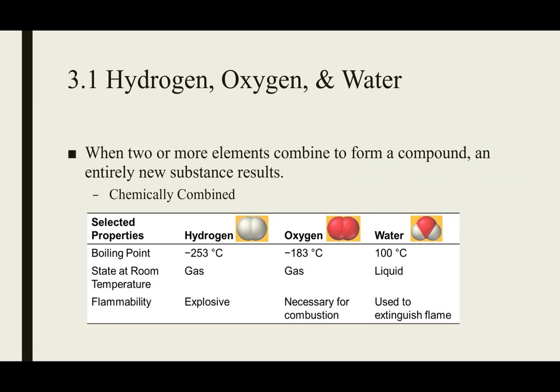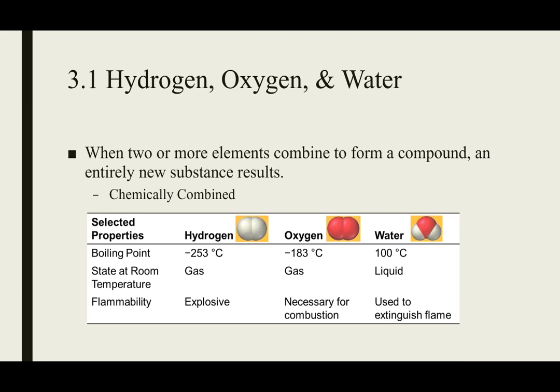When 2 or more elements combine to form a compound, an entirely new substance results with new chemical properties, and new physical properties oftentimes. These compounds are chemically combined, as we've talked about previously. So if you look at the properties of hydrogen and the properties of oxygen, and then the properties of water, you can see how different they are.